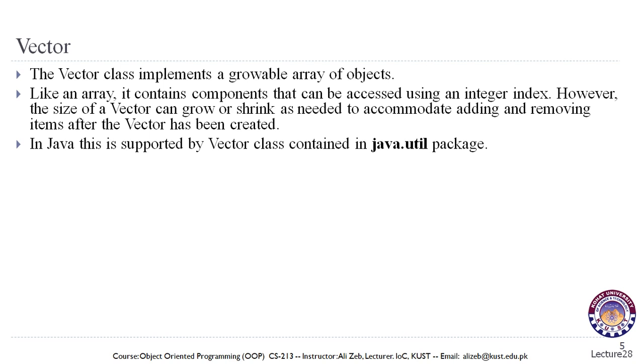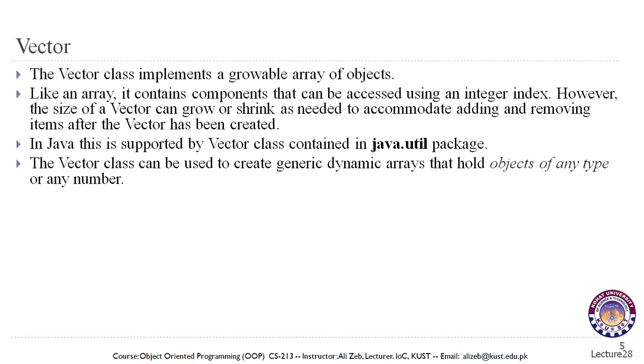In Java, this is supported by the vector class contained in the java.util package. The vector class can be used to create generic dynamic arrays that hold objects of any type or any number. This is where it is different from arrays, where we can only store a specific type of object with a specific number of elements. The objects do not have to be homogeneous. It means that we can store different types of objects in a vector.